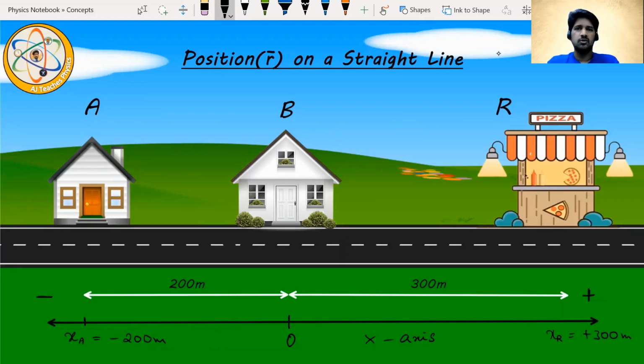So we can indicate position on a straight line by using just one coordinate. For example, that coordinate for A in this case is minus 200, and that coordinate for R in this case is plus 300. So this is how you describe the position of an object on a straight line. You first need a reference frame, which is nothing but a straight line with an origin on it, and then you can specify the position of any object relative to that origin.